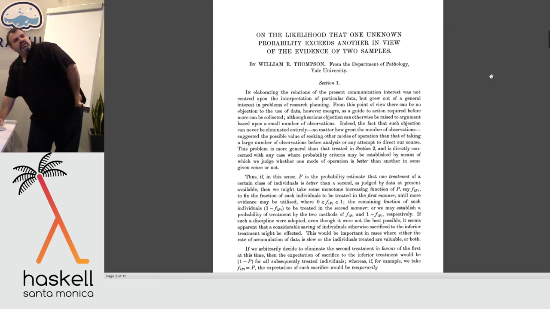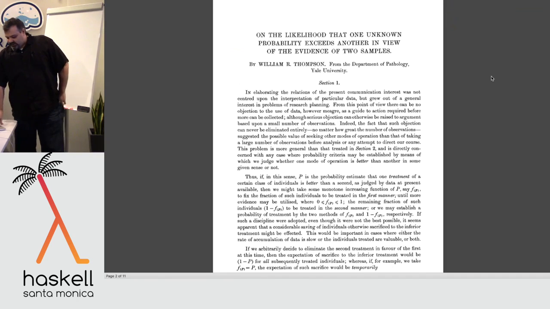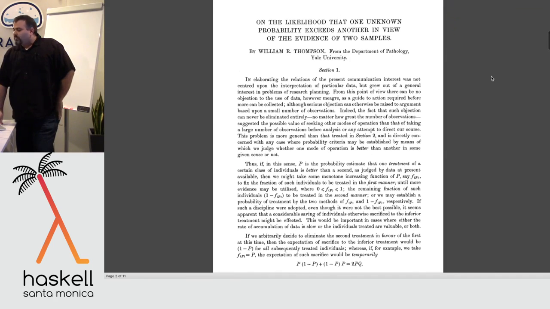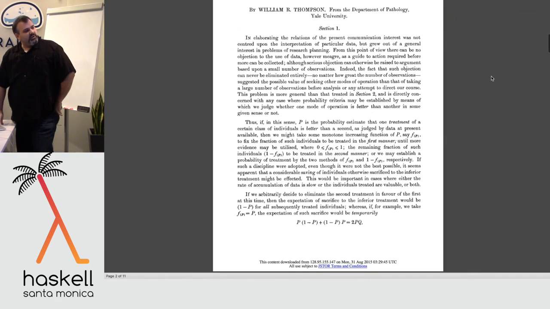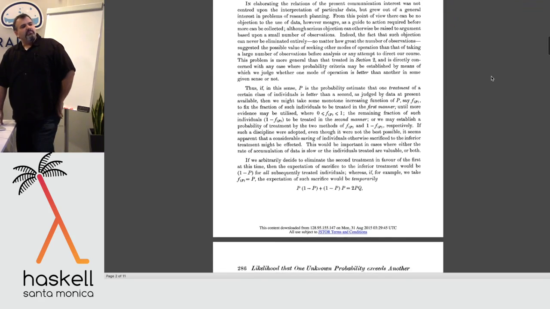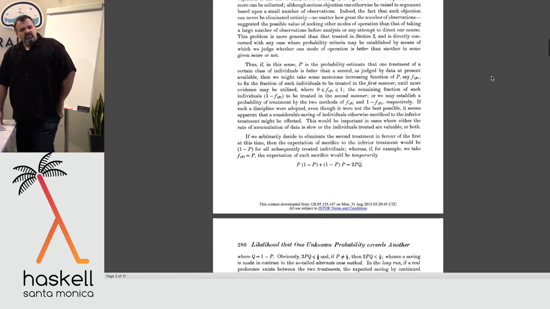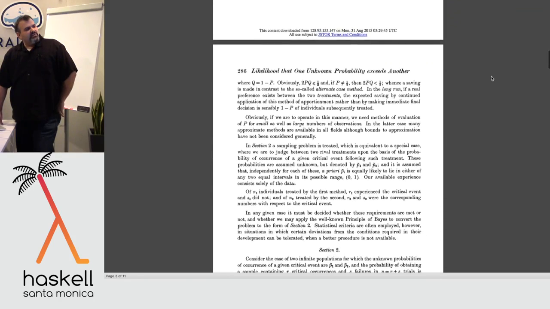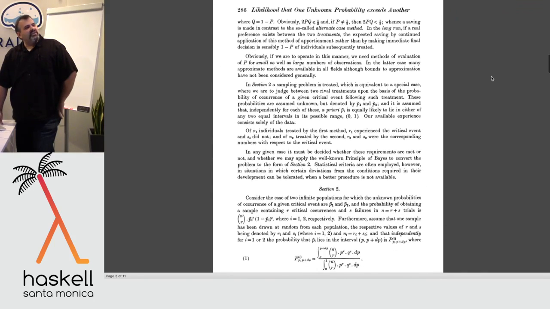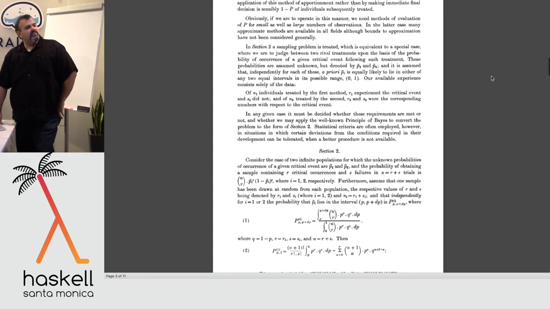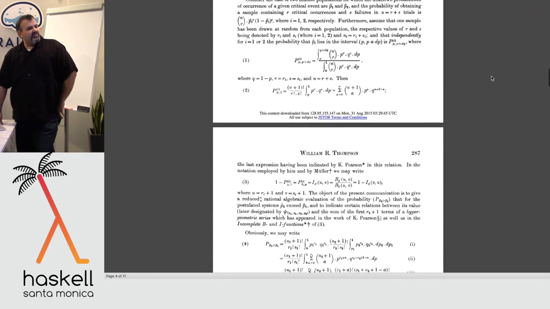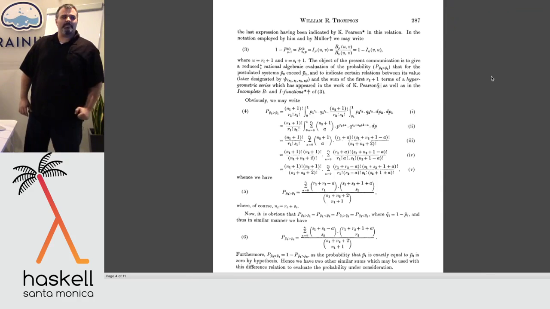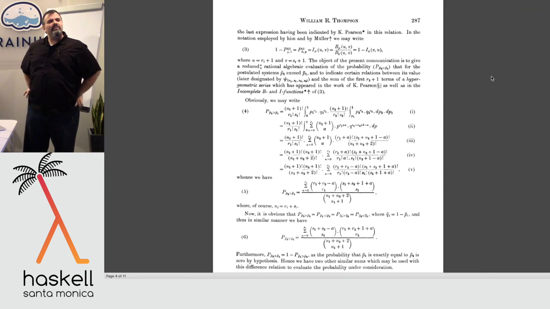Department of Pathology. So this is not a medical doctor, but someone who I think works a lot with medical doctors. I'm not quite sure what Dr. Thompson's credentials were, PhD or MD. But either way, he's fairly good at math. He's so good at math that "obviously" is one of his favorite words. So let's take a look at this. "Obviously, we may write." Okay, Dr. Thompson, thank you.